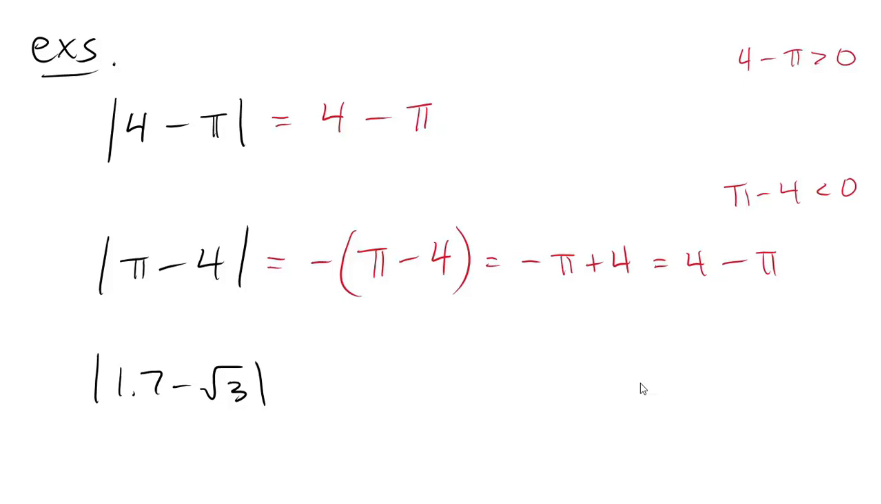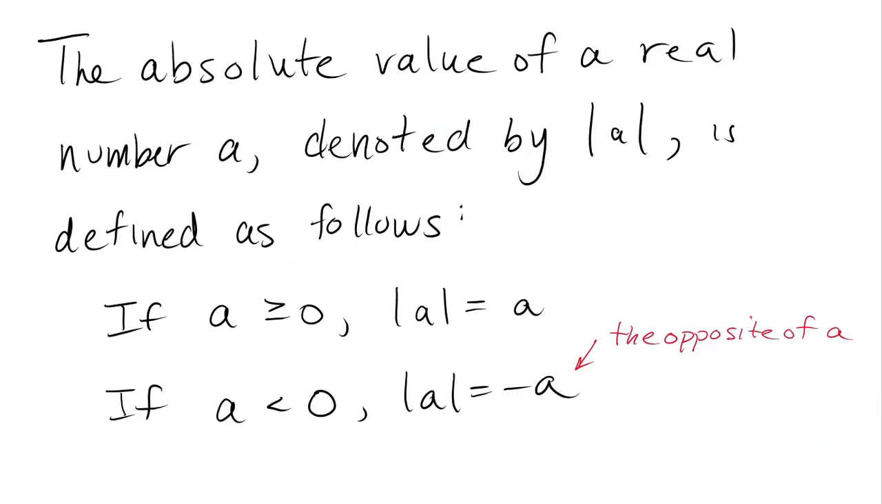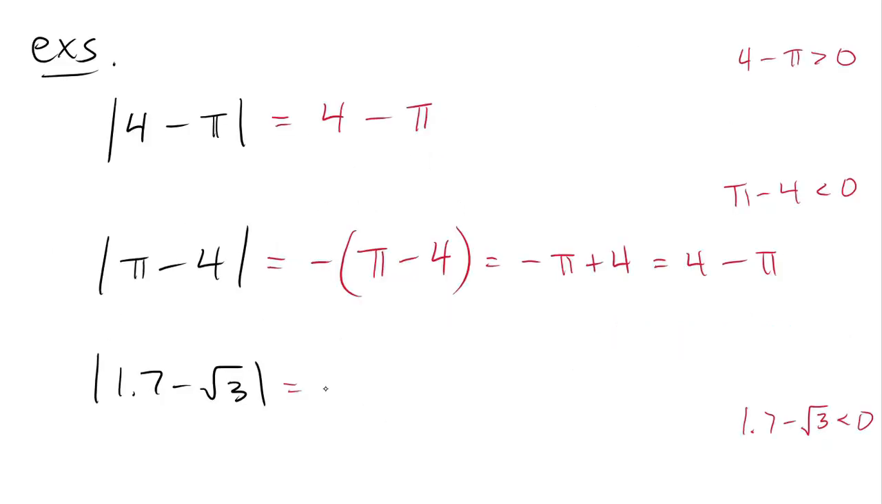Okay, as we said, 1.7 minus the square root of 3 would be negative because the square root of 3 is bigger than 1.7. And how do we find the absolute value of a negative number? We negate the input. So we're going to negate the expression inside the absolute value bars. That distributes a negative to both terms.